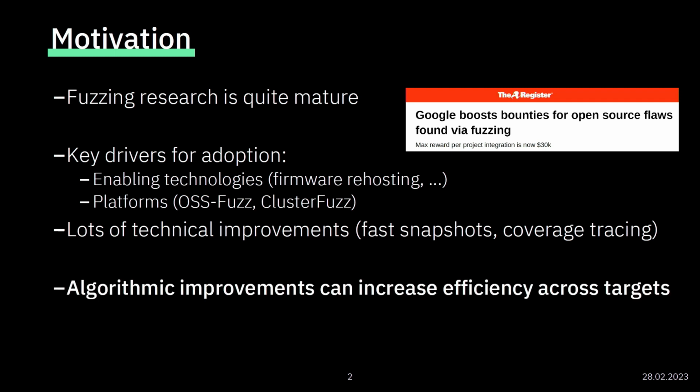But we also had algorithmic improvements. And the nice thing about algorithmic improvements within a fuzzer is that they're actually highly portable. So for example, coverage tracing might be very hardware dependent, but algorithmic improvements you can easily transfer to new fuzzers.